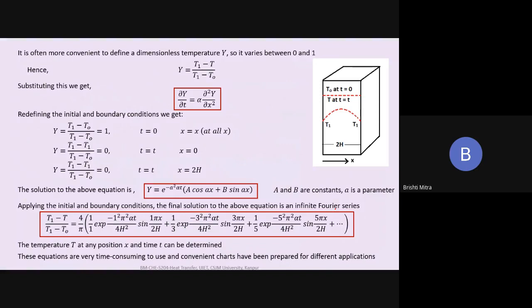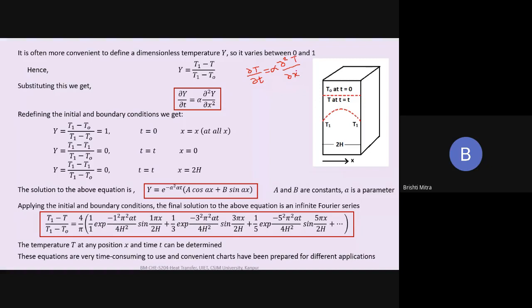Now, instead of using del 2, what did we have? We had out here, let me just write it again. We had del T by del t, the change in temperature with time, is equal to alpha, del 2 T by del x2.